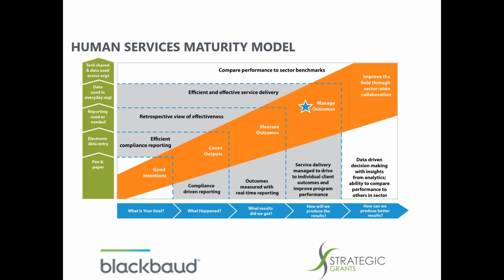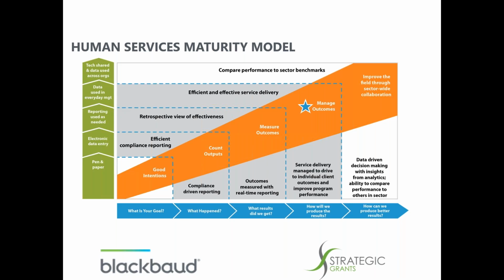So the first step is if we can go from pen and paper to a systematic way to actually count our outputs more effectively, all of a sudden we're becoming more efficient and we're making sure we're doing our compliance-driven reporting more effectively. So that's a great starting point.